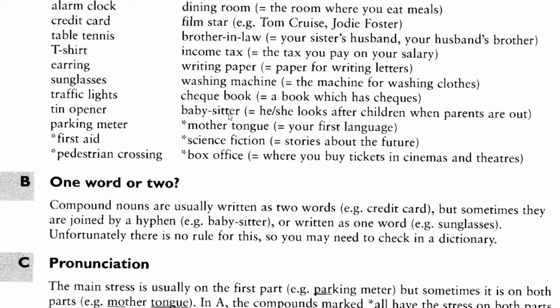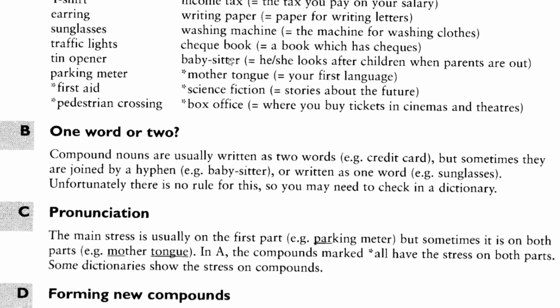It talks about compound nouns. Compound nouns are usually written as two words. This is the idea we have just been talking about. Is it one word or two words? Hyphenated, separate, one word. This is the idea. One word or two. Compound nouns are usually written as two words, like credit card. They are separate.